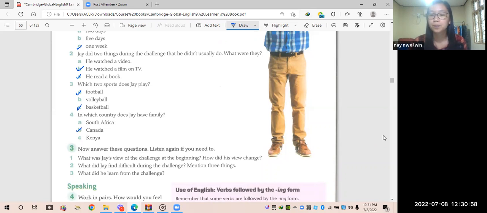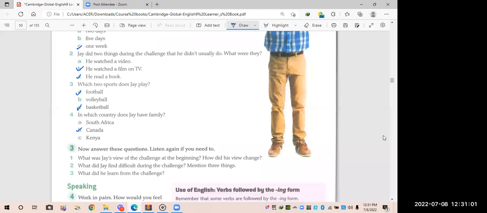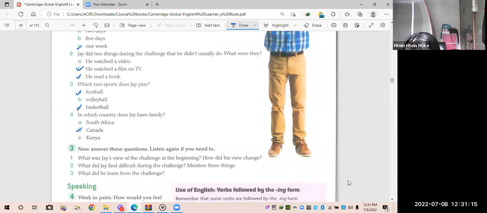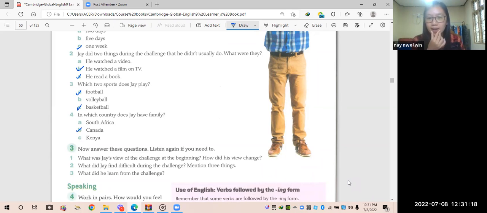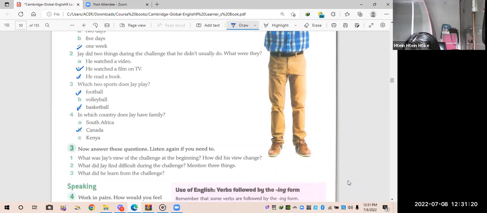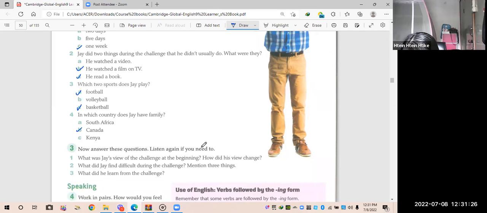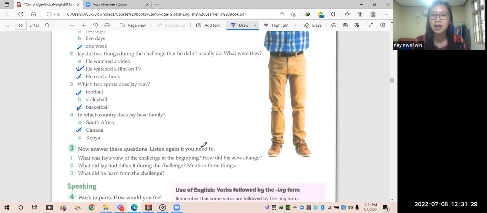Okay, at first he thought it would be easy, right? And then as the time passed, he felt like he wanted to give up, right? And after that he said he thinks he is going crazy, right? So actually he cannot live without his phone. At first he thought it would be easy, but actually it is difficult for him. He thinks he is going crazy and wants to give up, but he didn't. So that is his change. It is really difficult for him.